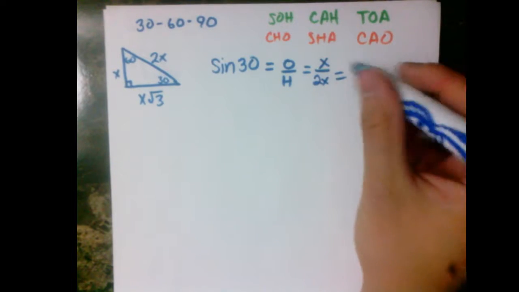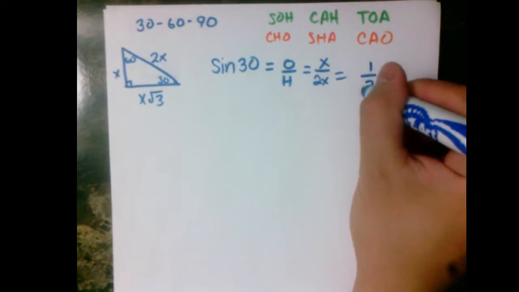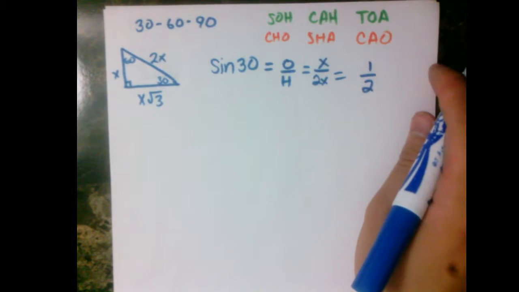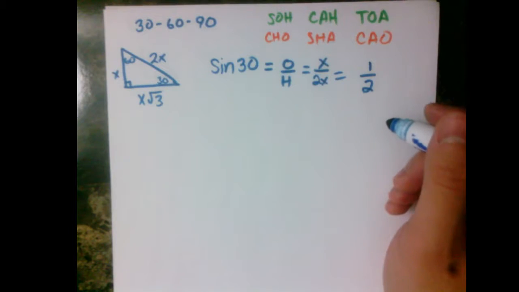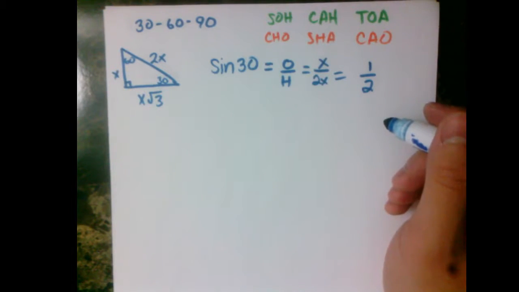We can actually simplify this. The x will cancel out with the x, and you'll just get 1 over 2. So the sine of 30 is 1/2. If you grab a calculator and type in sine 30, you will get 0.5 or 1/2, depending on what your calculator is set to. But you will get this value.